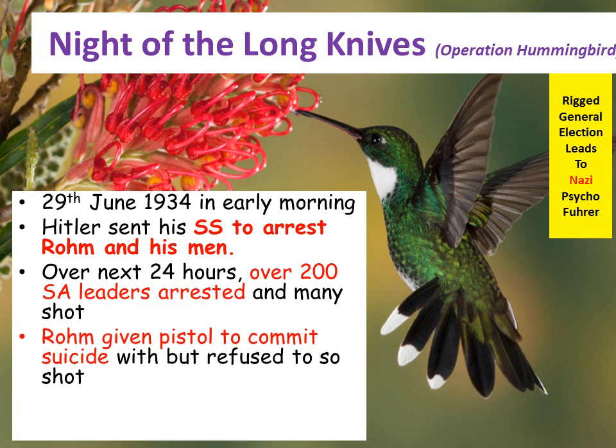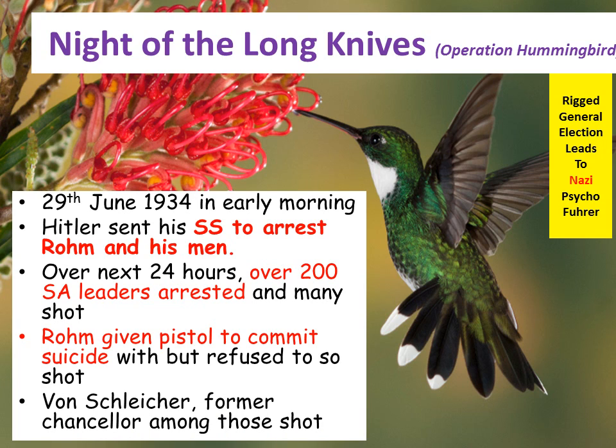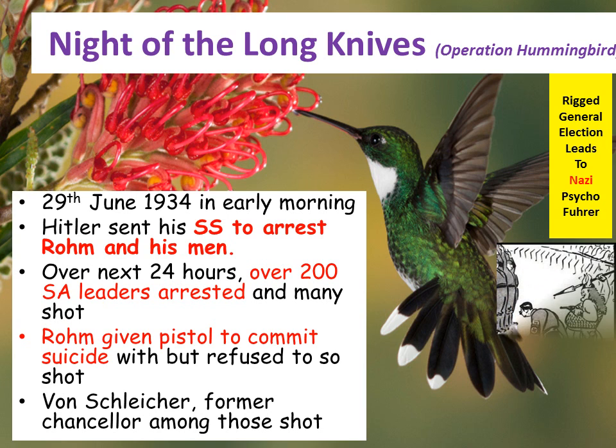Now, Röhm, the leader of the SA, Hitler actually wanted to give him some respect. So he was given a pistol to commit suicide with, because Hitler wanted him to have the dignity of the choice of his own death, to own his own death. But actually Röhm was very upset and he refused to do so. So unfortunately for Röhm, he was shot. Von Schleicher, who was former Chancellor in 1932, one of the 3 Chancellors before Hitler became Chancellor, was also among those who were shot. And there are other names as well, but these are some of the crucial ones.